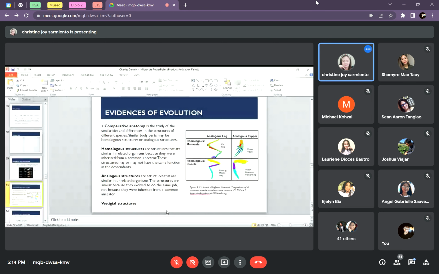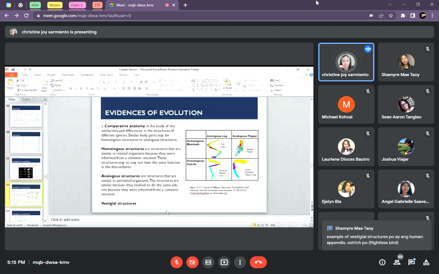Okay, so very good. So pag sinabi po nating homologous structure, katulad po ng definition na nandiyan, these are the structures that are similar in related organisms. So yung mga present day species po natin ay may common ancestor na kumbaga magkamag-anak talaga. So it will follow na yung kanilang structures for the present species are the same.